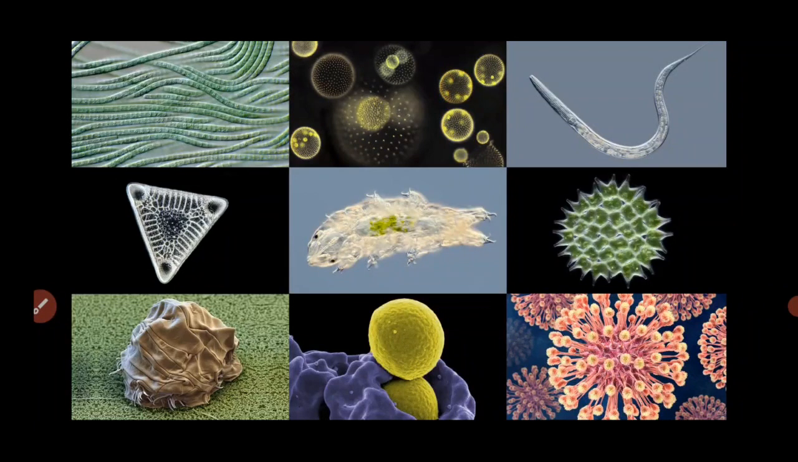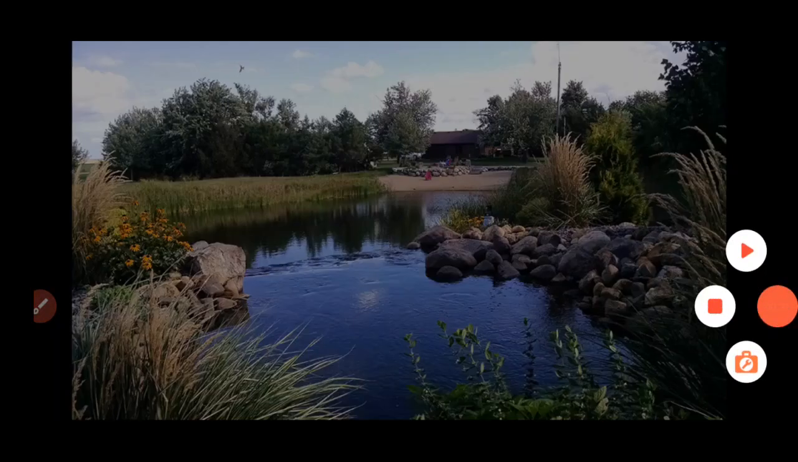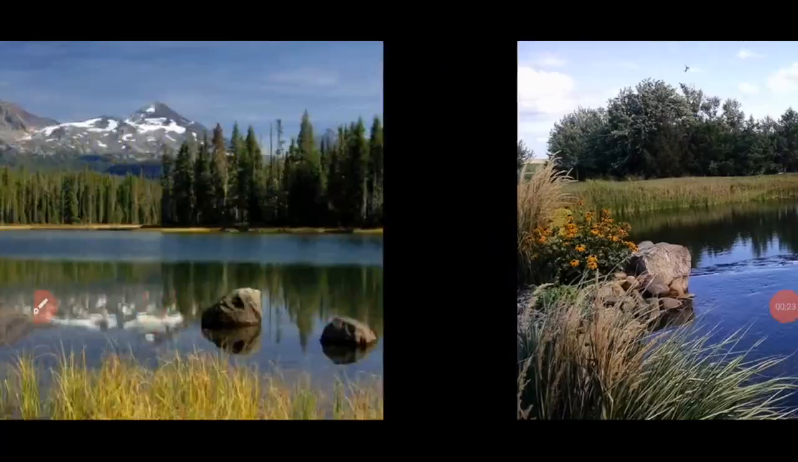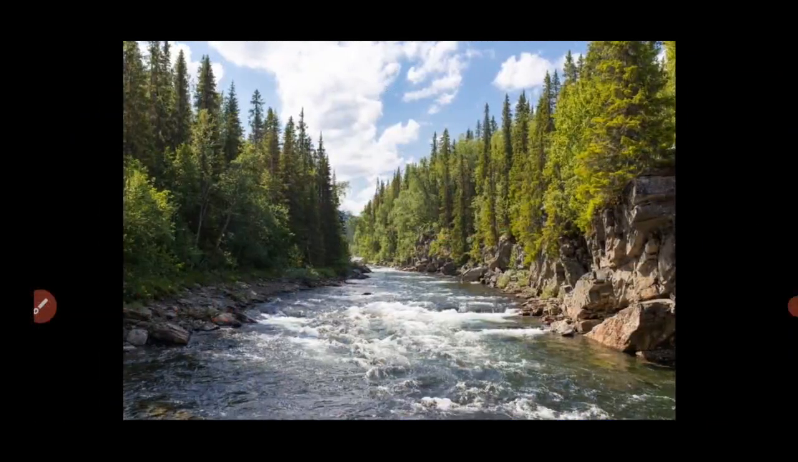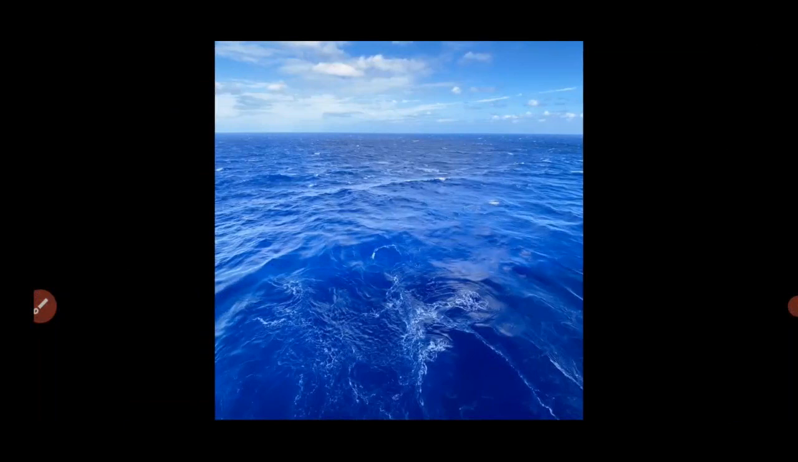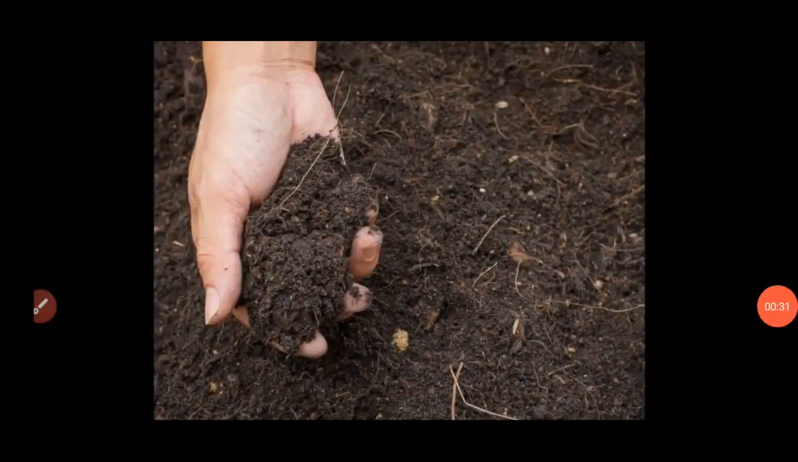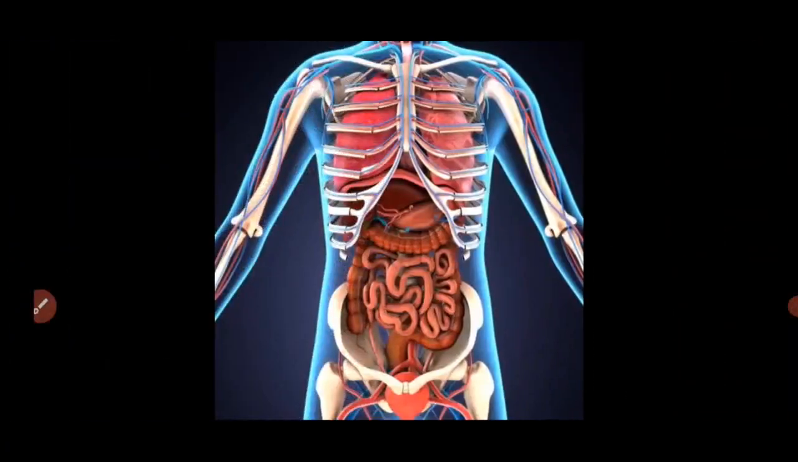Microorganisms are found everywhere. They are found in air, water, pond, lake, river and ocean. Students, microorganisms are also found in soil and even inside our human body. They remain inactive under unfavorable conditions and active during favorable conditions.